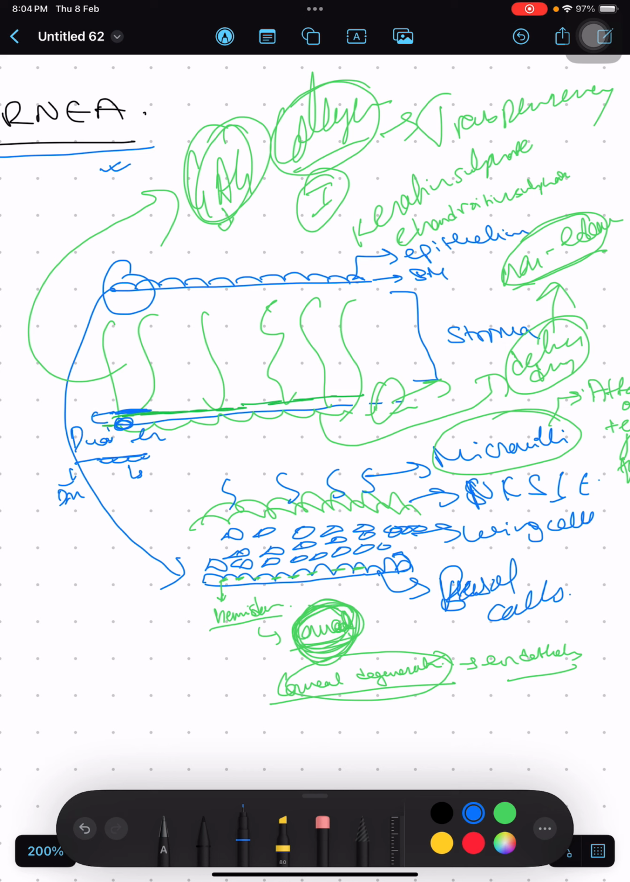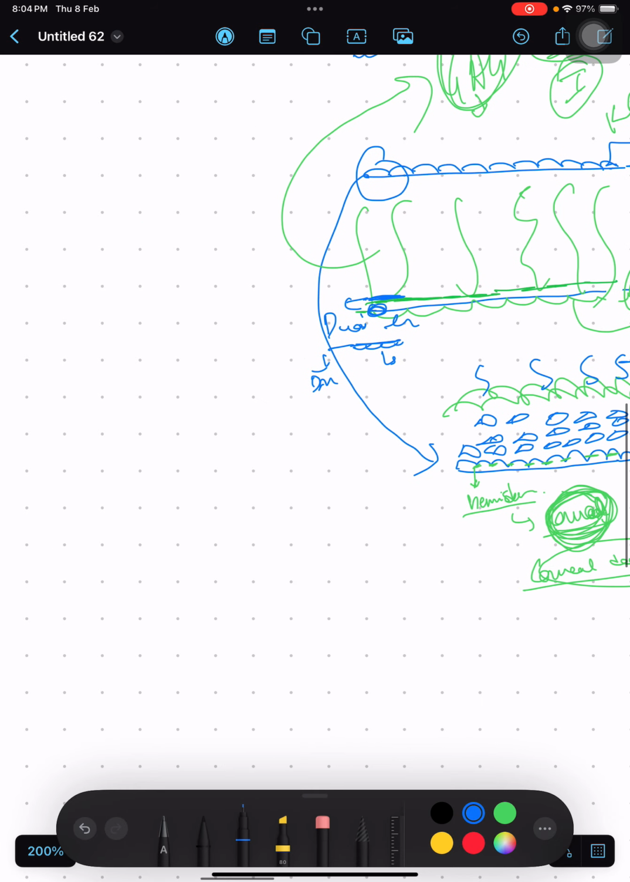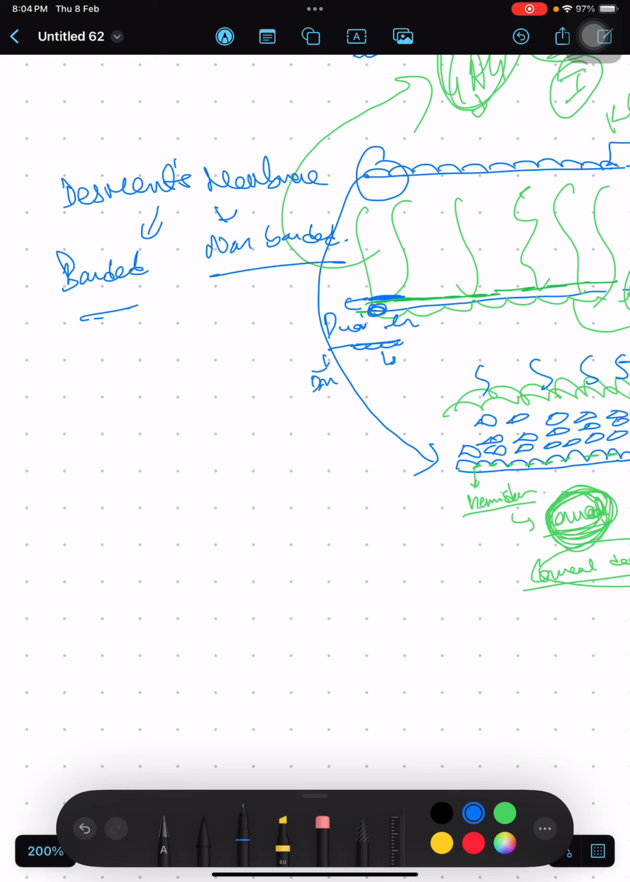Now this Descemet's membrane has two parts. This is all anatomy. One is a banded part, and the other is known as the non-banded part. The banded part is already laid down in utero, so it is present in utero.